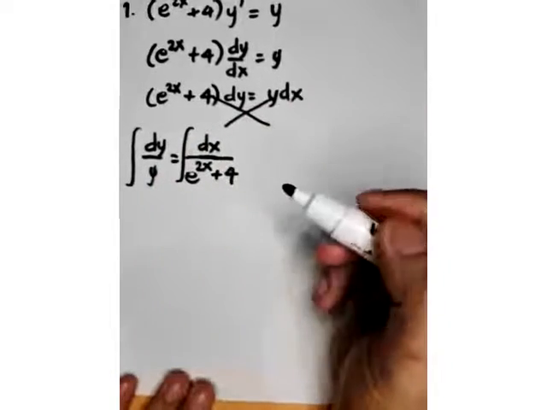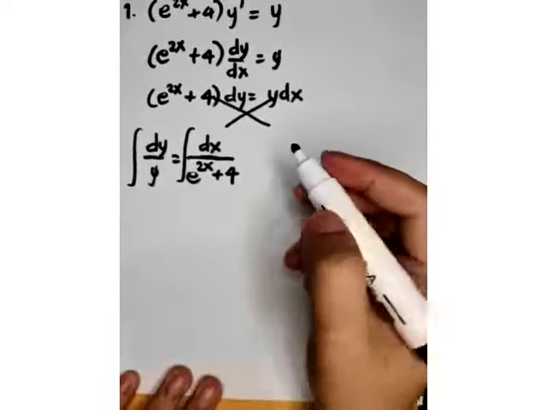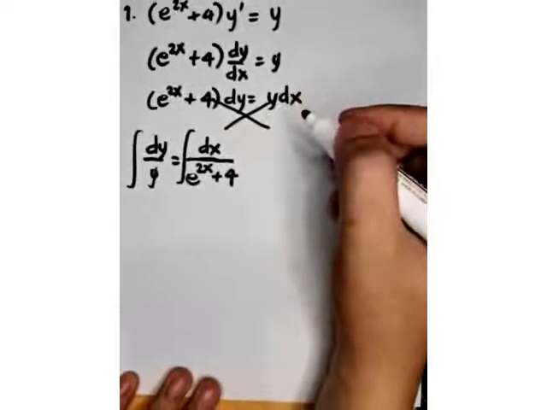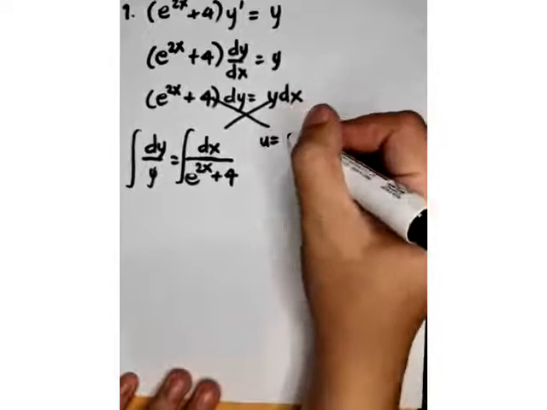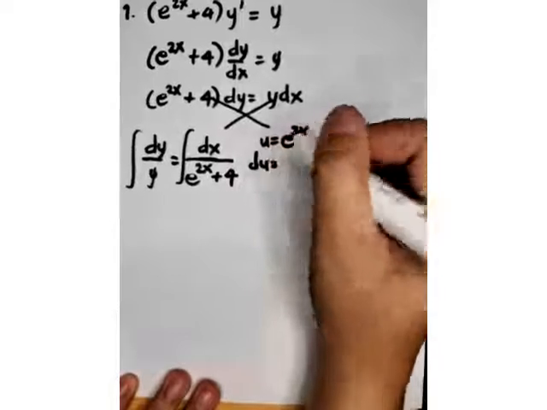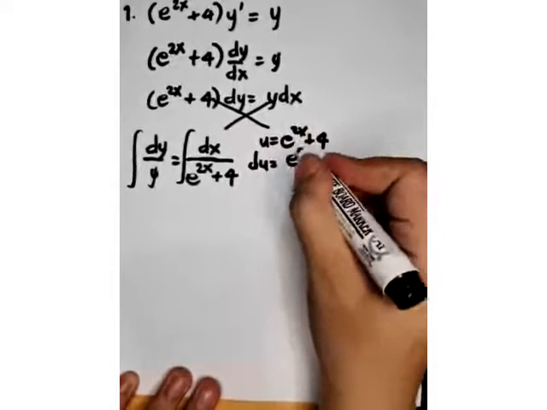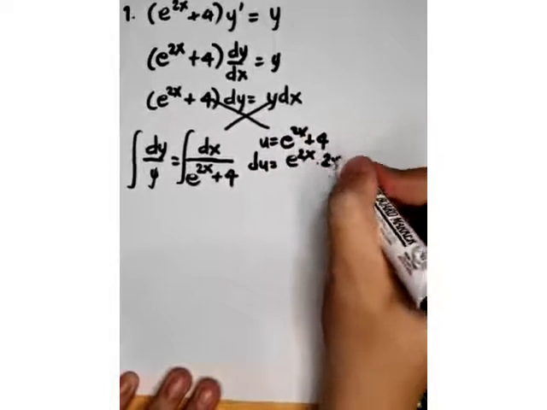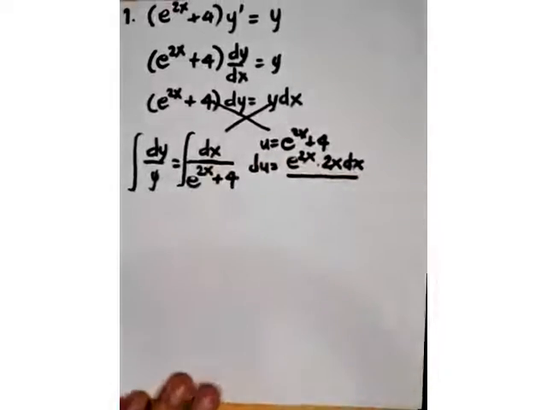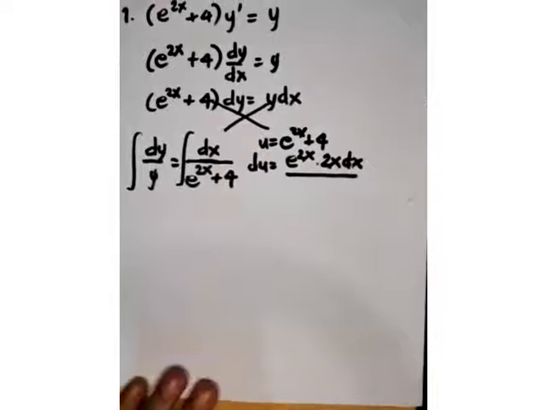How about this one? If we try it as ln since it is also a fraction. So, our denominator is e raised to 2x plus 4, and our du is, derive that, e raised to 2x times 2 dx. So, class, does this appear in the numerator? No. So, that means it is not ln.